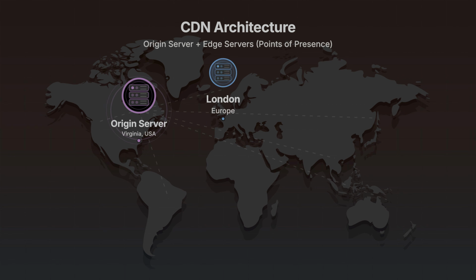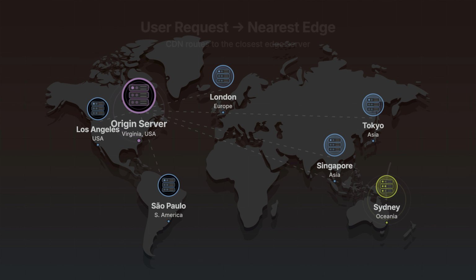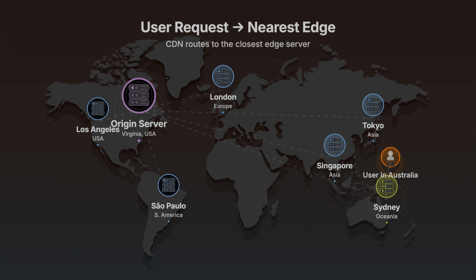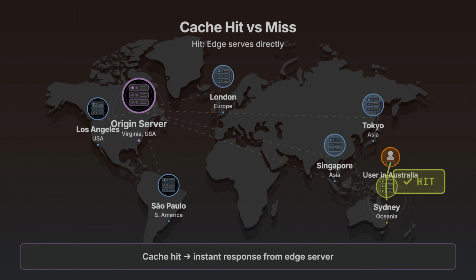What is it? You have your origin server, that's where your actual application lives. A CDN adds edge servers distributed across dozens or hundreds of locations worldwide. These are called points of presence, or POPs. When a user requests content, the CDN routes them to the nearest edge server. If that server has the content cached, it responds directly. The user never hits your origin.